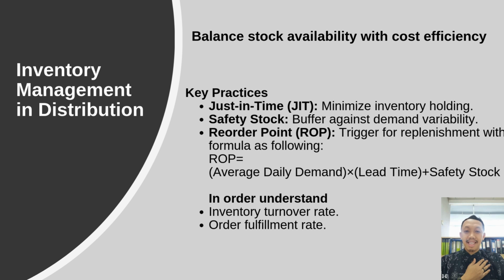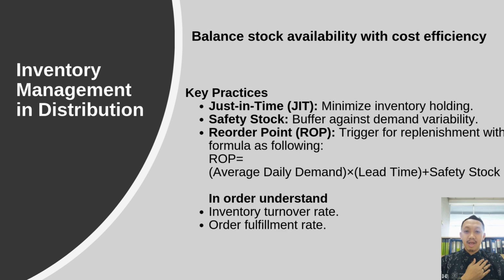Slide 7. Key concepts in distribution. First, just-in-time, JIT. JIT is an inventory management strategy that minimizes stock levels by receiving goods only as needed for production or sales. The benefits are reduced holding costs and improved cash flow and efficiency. Second, safety stock. Safety stock refers to extra inventory kept to protect against variability in demand or supply delays. The purpose is to act as a buffer to prevent stockouts and ensure smooth operations despite uncertainties.